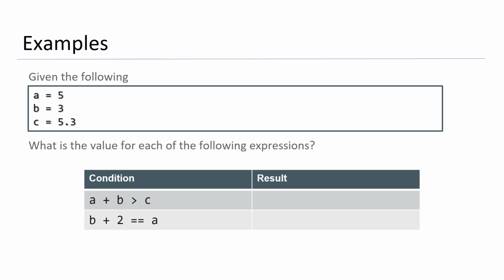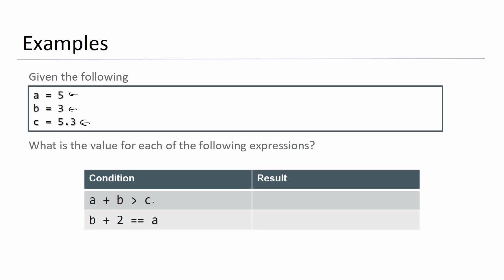To understand how conditions work, let's take a look at two simple examples. Here we have three variables. The value of A is 5, the value of B is 3, and the value of C is 5.3. We need to evaluate two conditions. The first condition is A plus B greater than C. Now remember, the result of a condition can be either true or false. So what is the result of this condition?